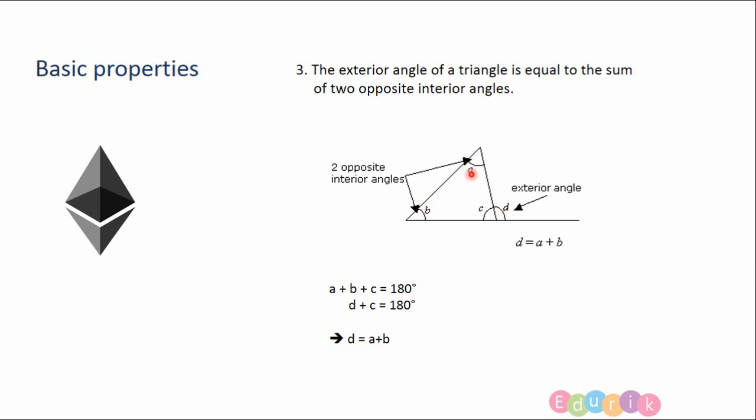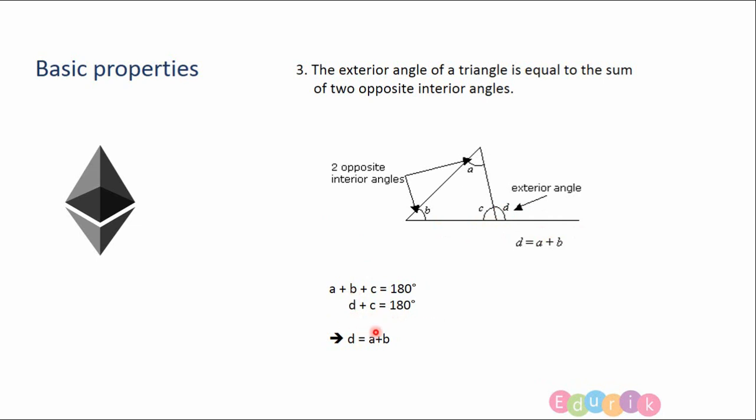Now this statement can be proved in two simple lines. First thing is that we know that the sum of all the interior angles is 180 degrees. A plus B plus C is equal to 180 degrees. Second thing we know is that the sum of C and D, which are on the same side of this line, is equal to 180 degrees.